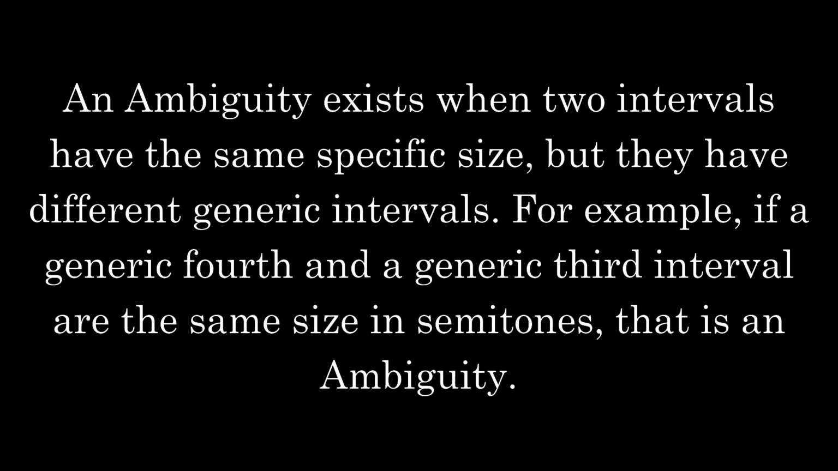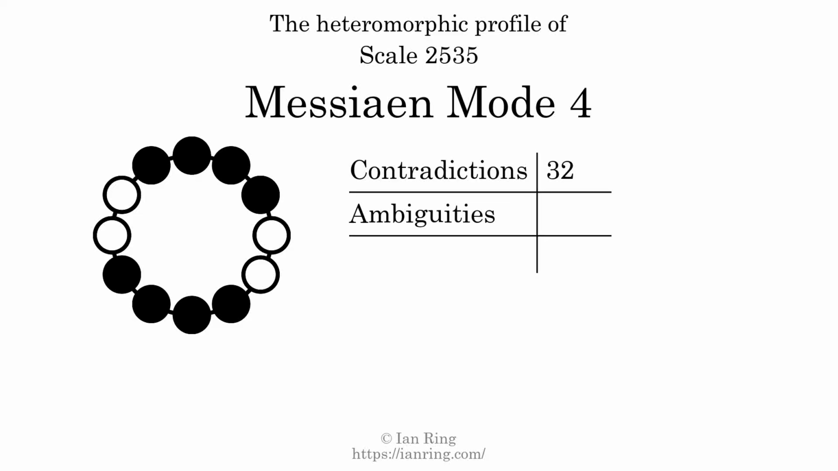An ambiguity exists when 2 intervals have the same specific size, but they have different generic intervals. For example, if a generic fourth and a generic third interval are the same size in semitones, that is an ambiguity. The number of ambiguities in this scale is 8.